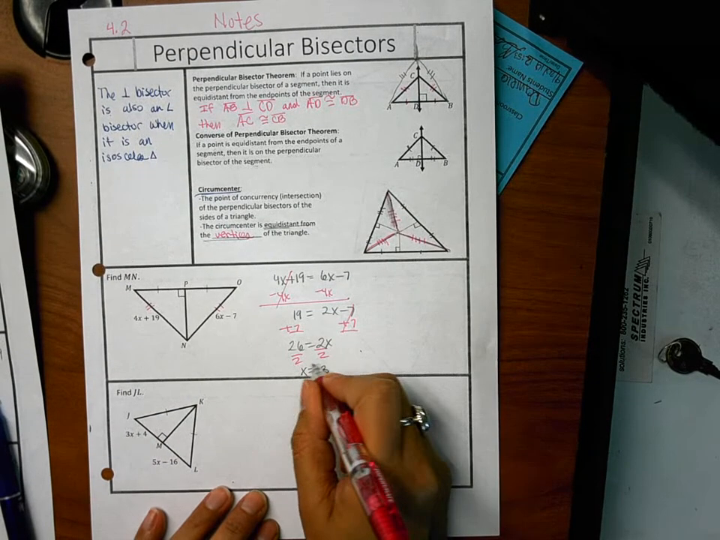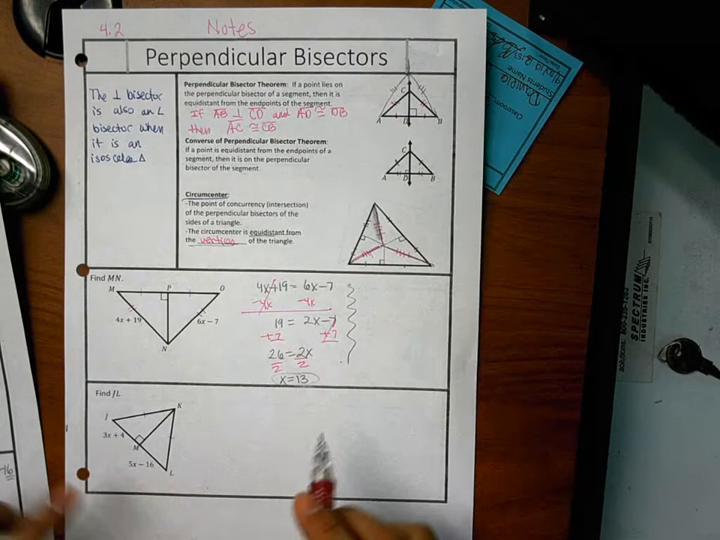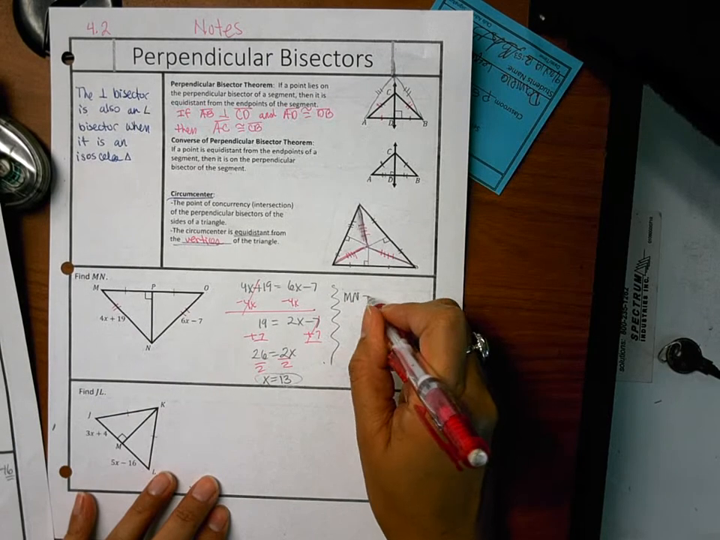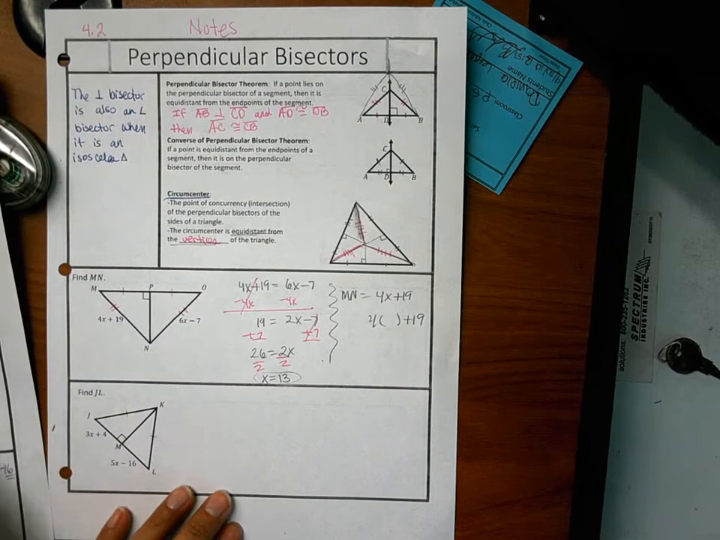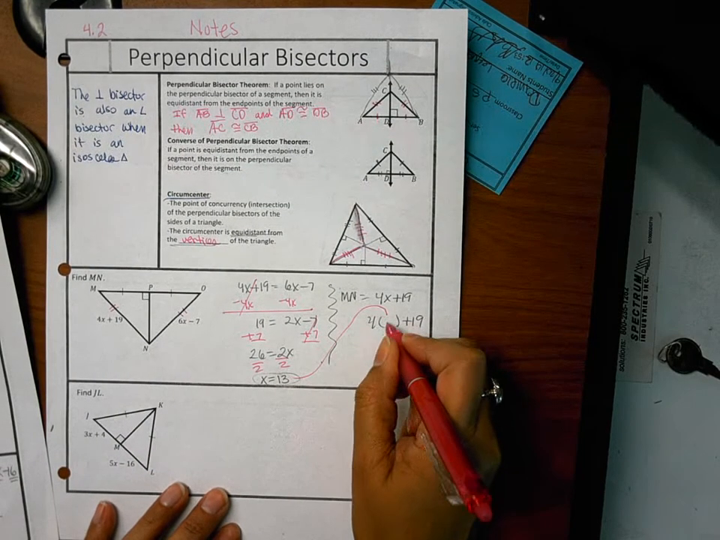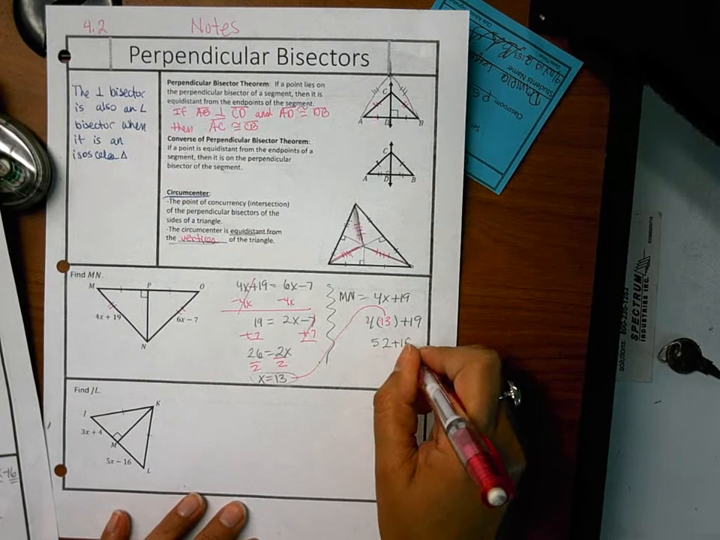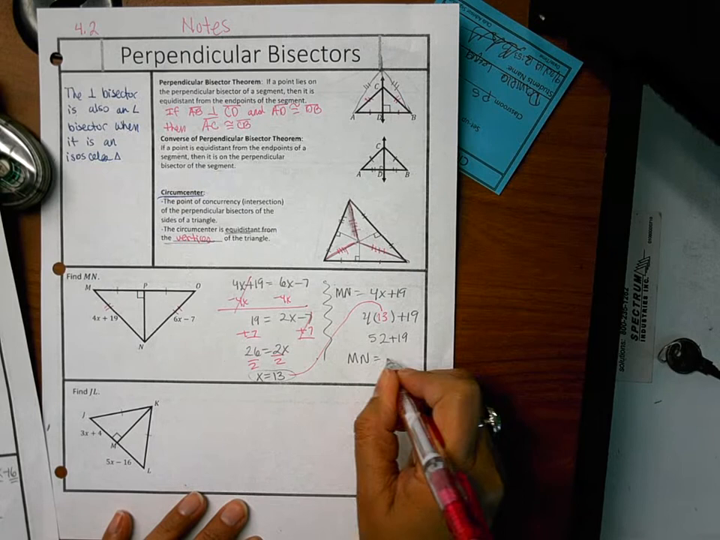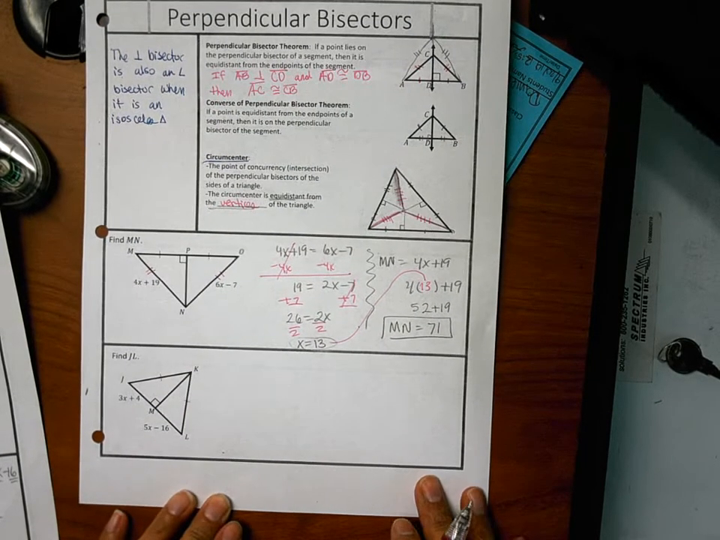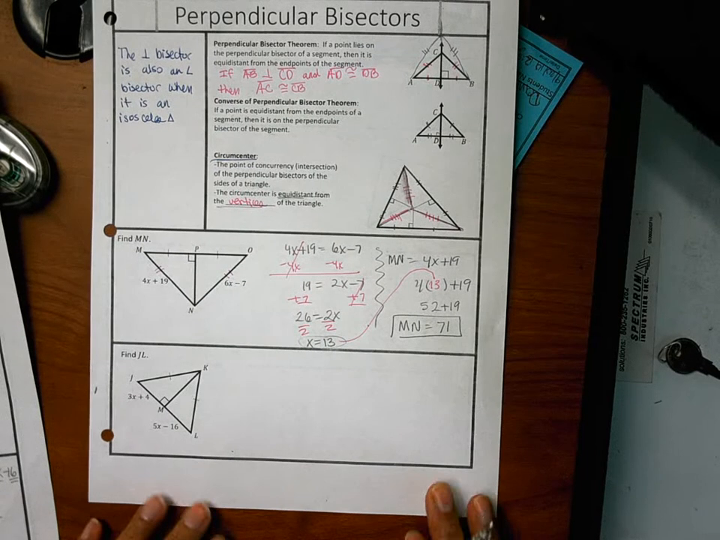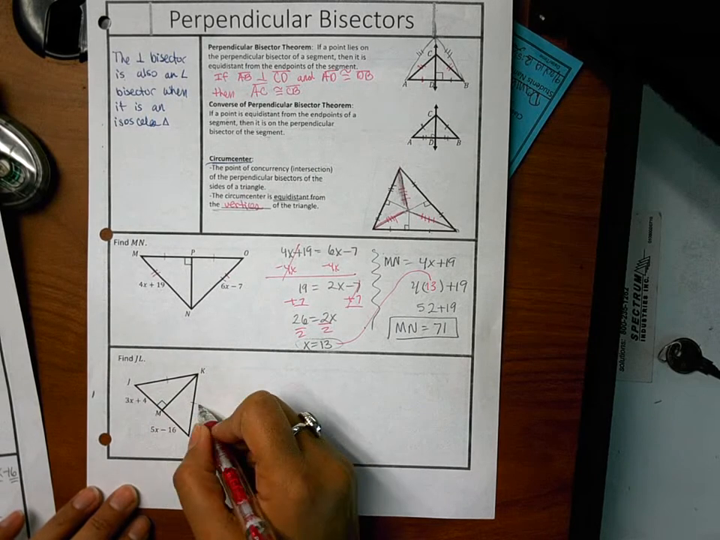And being very careful, what is it asking for? It didn't just say find x, it said find MN. So I'm going to use that to help me find it. Where is MN? MN is here. MN equals 4x plus 19, because I'm going to now plug in the x value. 4 times 13 is 52, plus 19, MN equals 71. Okay, next problem.